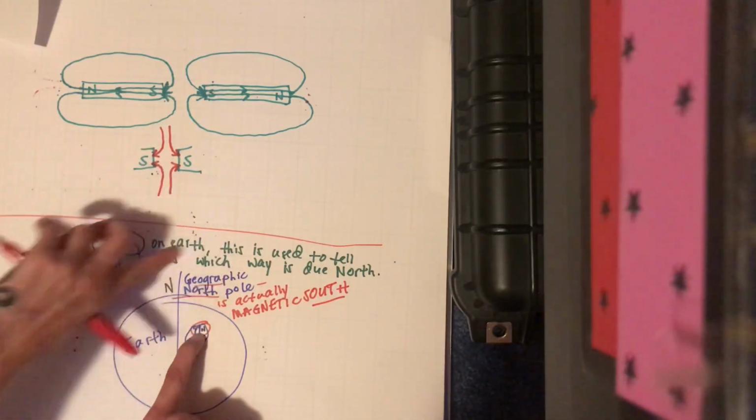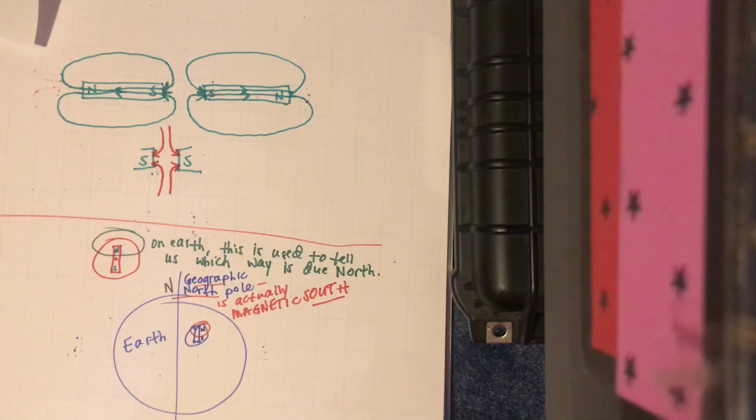The North Pole, geographically, is actually magnetic south, which means that the geographic South Pole is magnetic north.